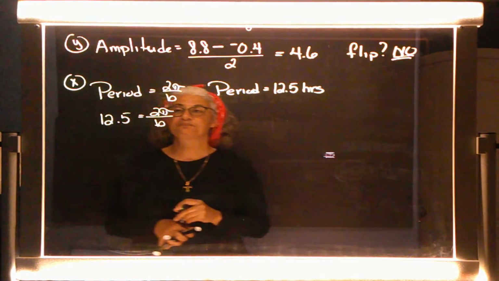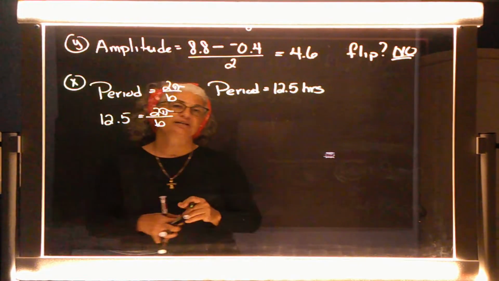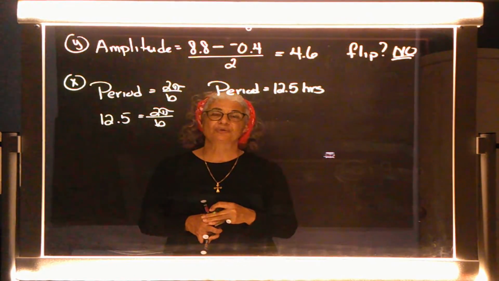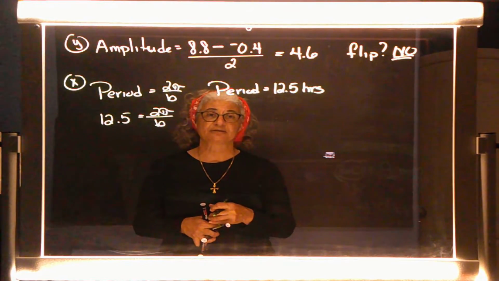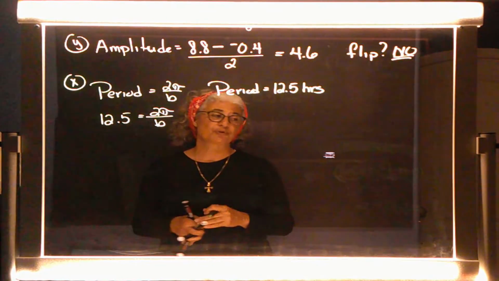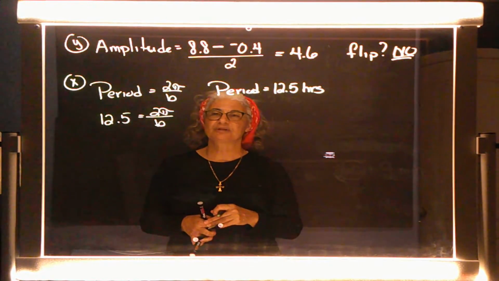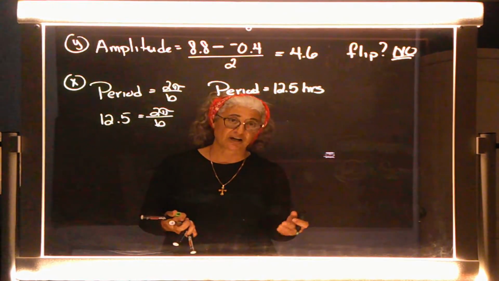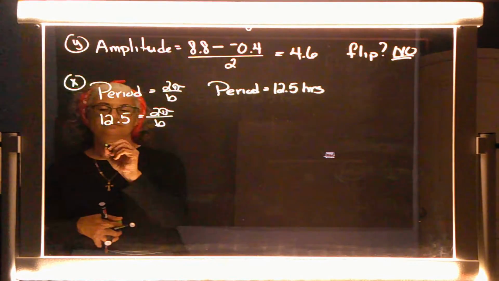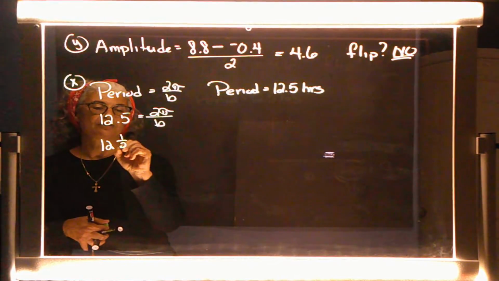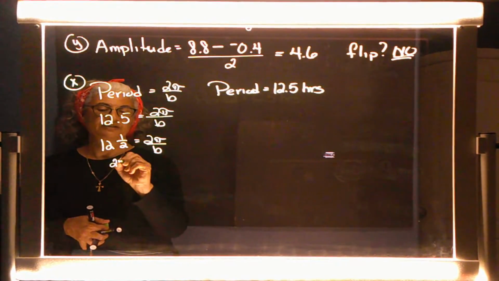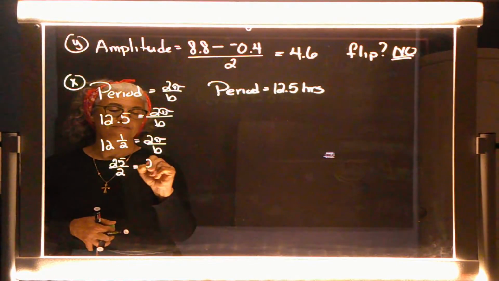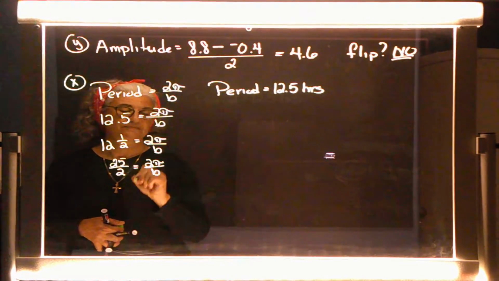Now, I'm going to suggest you take 12.5 and make it into a mixed number and then an improper fraction, because I'm dealing with a fraction on the right side. So if some of you are like, well, how do you do that? Because you had forgotten, follow along. So 12.5 is 12 and a half. 12 and a half is 25 over 2. With me?